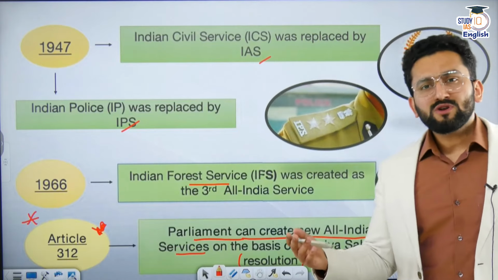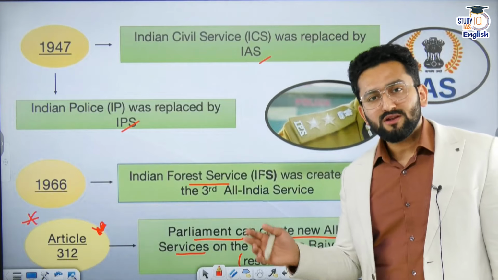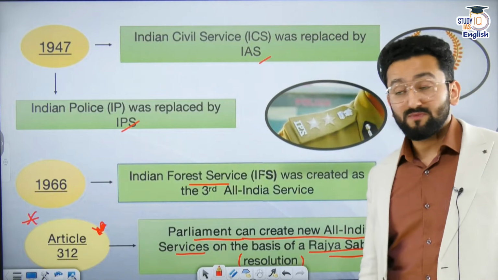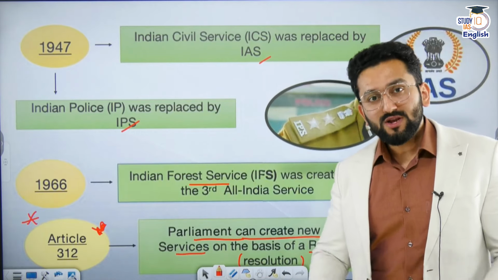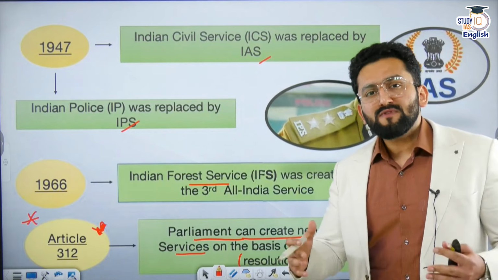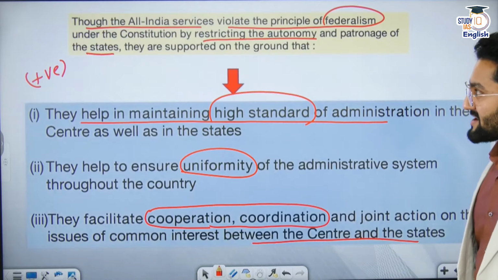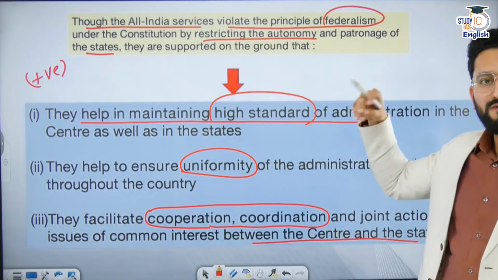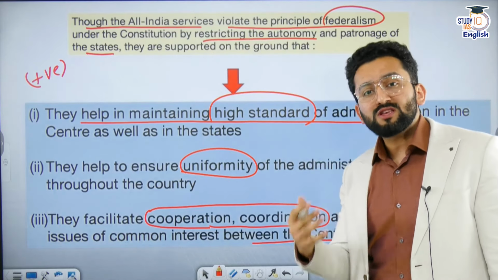An important service which has been recommended for quite long is the All India Judicial Service. It means there should be an IJS also, to fill the vacancies in judicial services in a swift manner, but somehow it could not be materialized as of now. I told you All India Service violates the principle of federalism. This is one point, but we should also know what the positive points are.